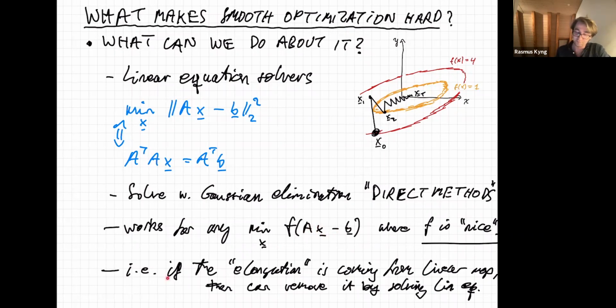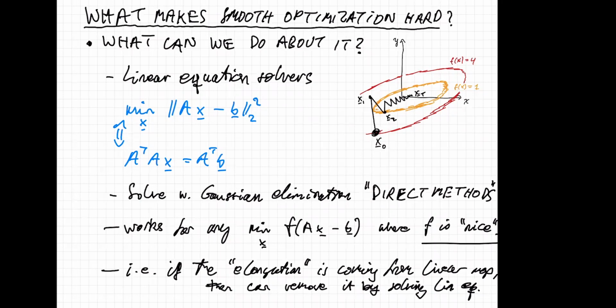So if the elongation in the problem, the kind of weird squeezing of the shape, is all coming from a linear map, then I can remove all the trouble that's causing by solving linear equations. And that's another important ingredient in smooth optimization. A lot of the time, all the hardness of the shape is coming from the fact that there's some linear map that's ill-conditioned. That's what gives this shape, but not always.